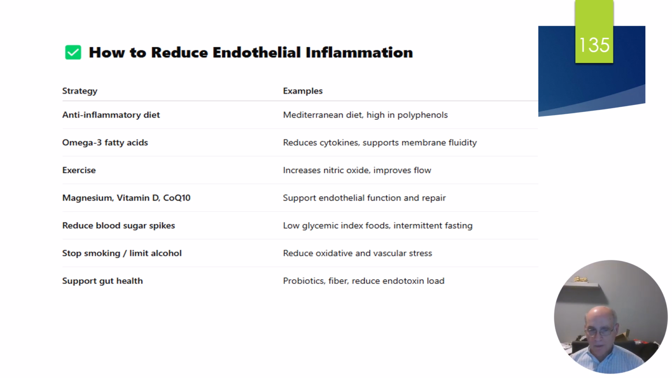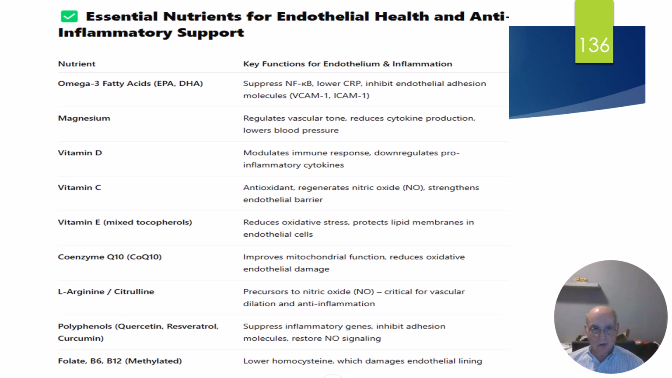Obviously, stop smoking, limit the alcohol intake, and support the functioning of the gut by using probiotics, fiber, reducing the load of endotoxins. So essential nutrients for health: omega-3 fatty acids, magnesium, vitamin D, vitamin C, vitamin E, coenzyme Q10, L-arginine, and citrulline. They're precursors to nitric oxide. They always refer to L-arginine as the poor man's Viagra because it's a vasodilator.